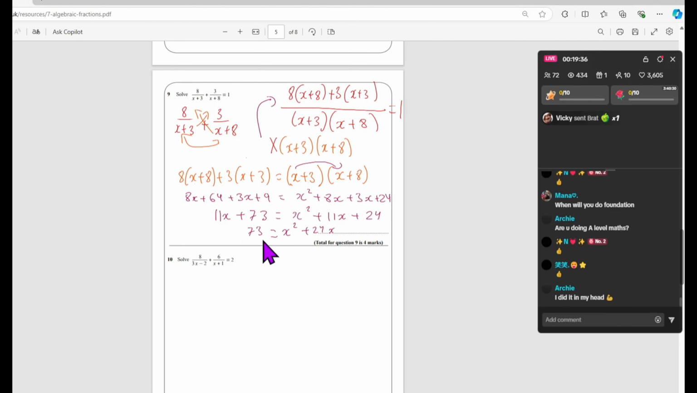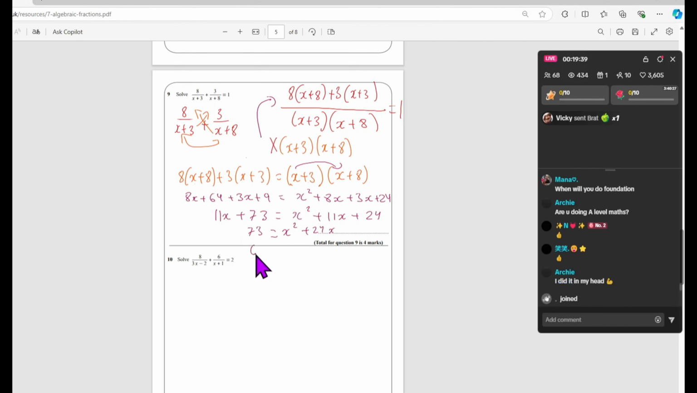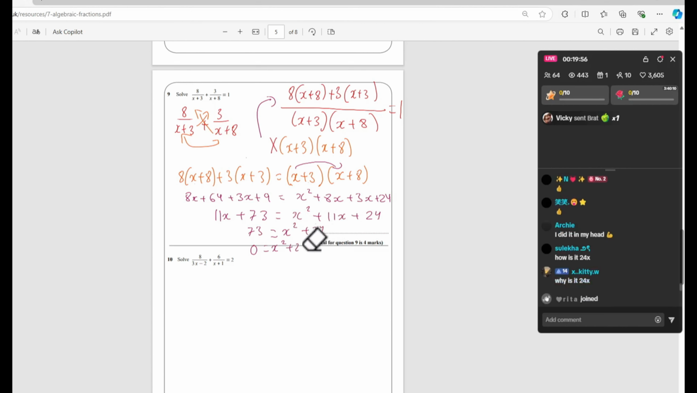And then we'll subtract 73. Then we get 0 is equal to x squared plus 24x minus 73. Okay, I made a mistake. It's not 24x. It's 24. And then when you do 24 minus 73, you will get minus 49, okay? Then we end up with minus 49.